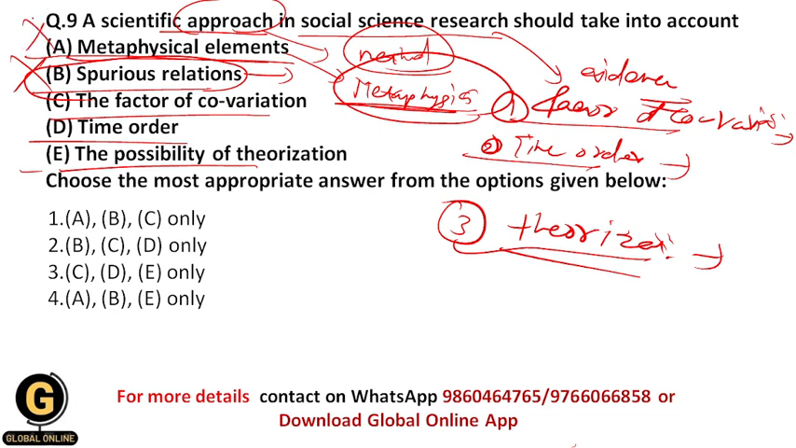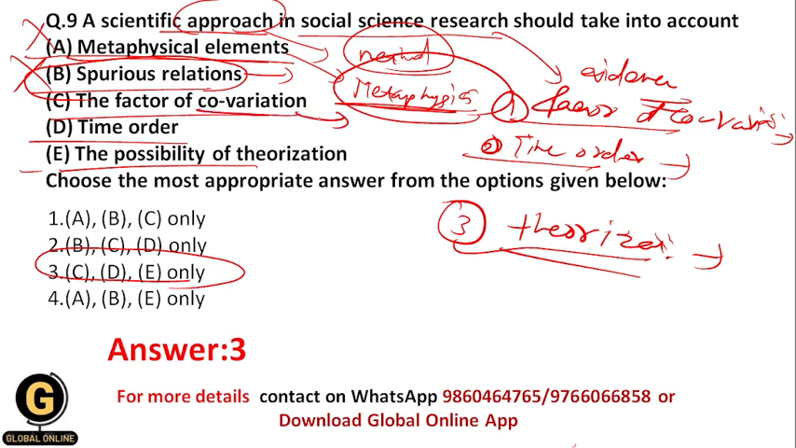And that's why your correct answer should be 3, C, D, E only, because here you should take into account the factor of covariation. I mean to say, you should understand or establish the correlation between the variables. You should establish that the independent variable should come first and then the dependent variable should come second.